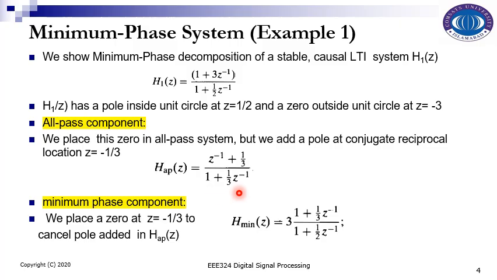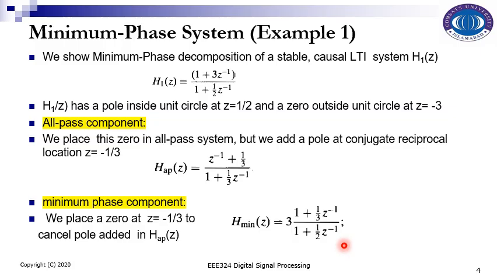Okay, to our all pass component, right? So to h min of z, which already had the original pole, we then added this 0 at the conjugate reciprocal location. So this is our h min of z.